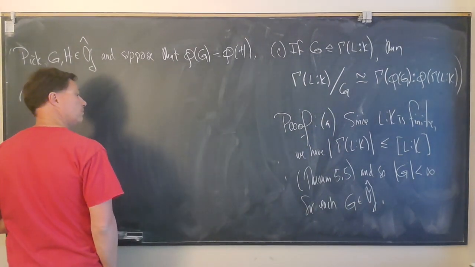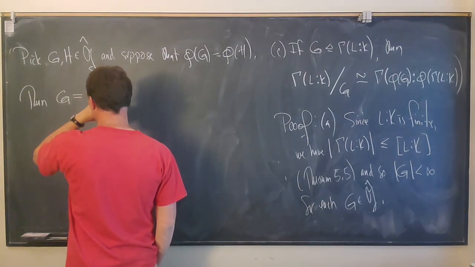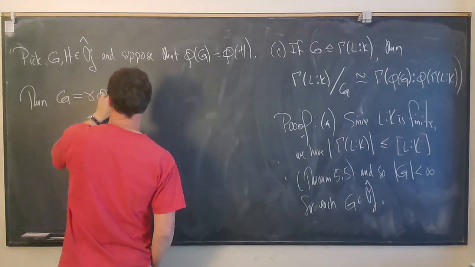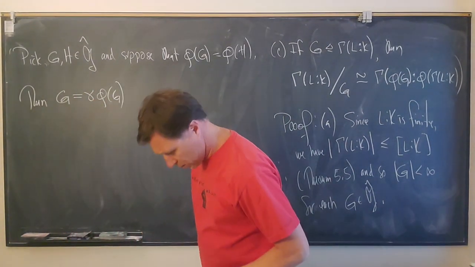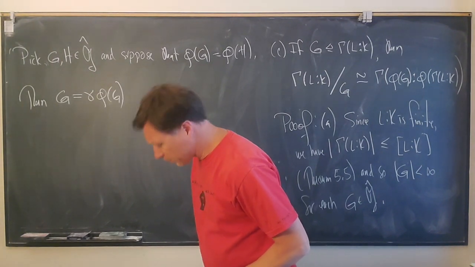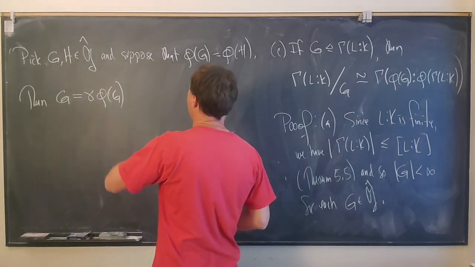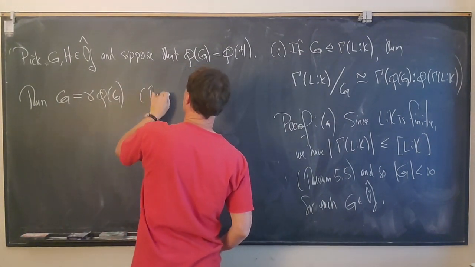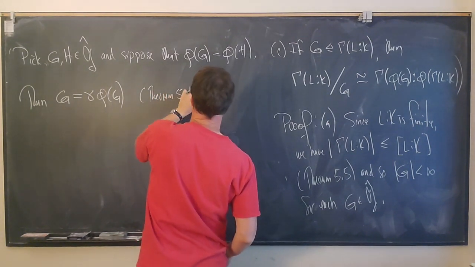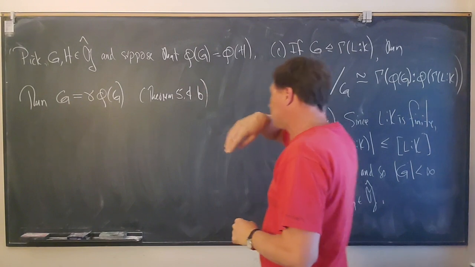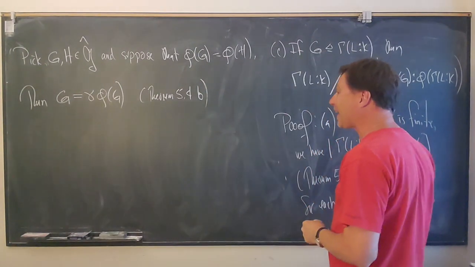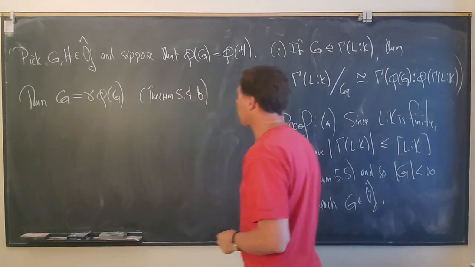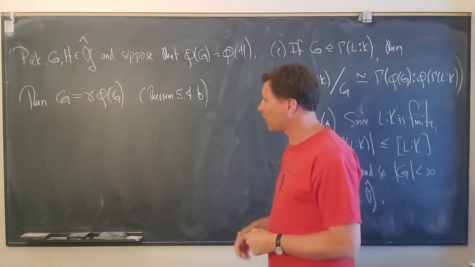G is equal to gamma of phi of G. And this is from theorem what? 5.4b. Sorry. Theorem 5.4b. Right? All you need is finiteness. If your group is finite, then you get equality right here.